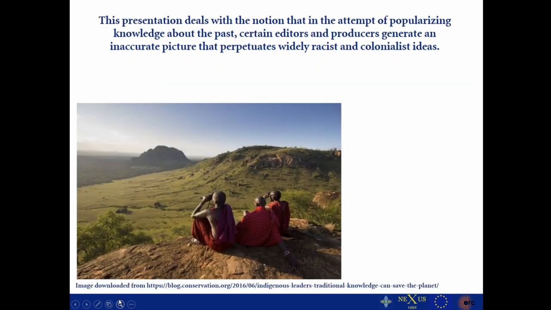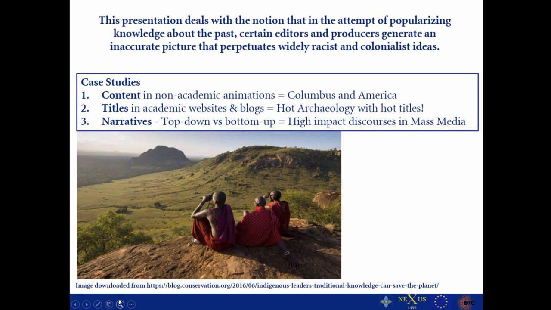So combining these two ideas, this presentation deals with the notion that in the attempt of popularizing knowledge about the past, certain editors and producers actually generate an inaccurate picture that perpetuates widely racist and colonialist ideas. So sometimes this information is not erased, but even when there is an explicit attempt at doing a post-colonialist or anti-colonial representation, they end up doing actually the opposite. So for this, I'm going to present three case studies of three particular topics that I thought we can discuss. And the idea is to generate a hot debate, hopefully.